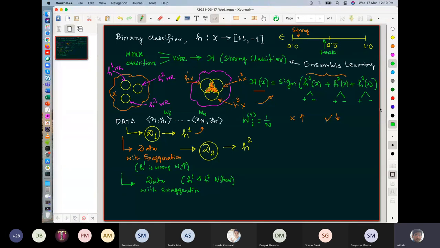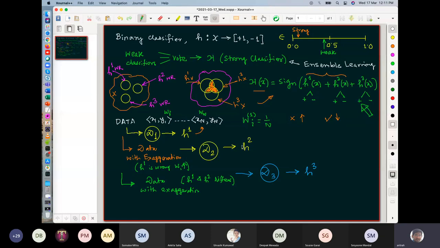Because see, I will be taking finally this one to vote. I will be taking this one to vote. So where H1 and H2 differ, there H3 matters very much, because if they differ, one should be right and one should be wrong. Then the H3 choice is of utmost importance. And therefore, where these two will differ, I will exaggerate those points by increasing or decreasing the probability. And then again, I sample and create a new data set and then create another.